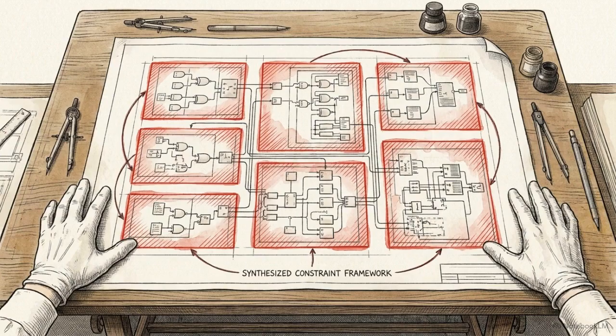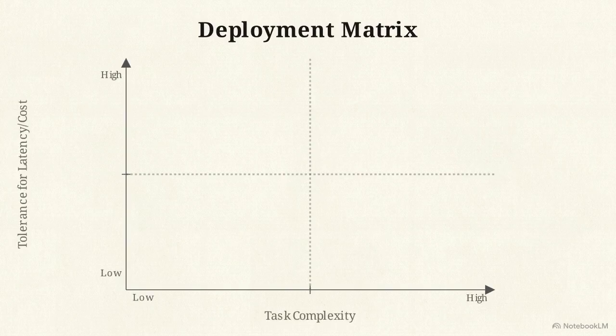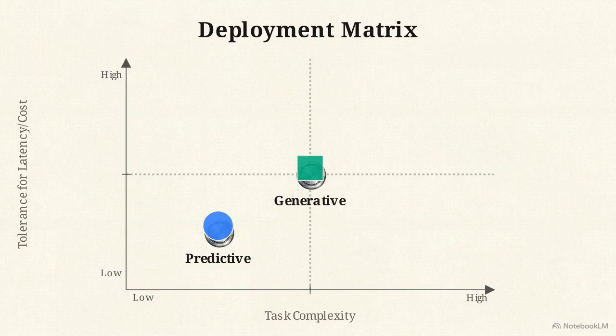We can synthesize these 6 constraints: probability decay, latency, cost, task complexity, irreversibility, and auditability into a unified deployment framework. This is the deployment matrix. It defines exactly where each architecture belongs based on its specific engineering constraints. Predictive models belong firmly in the bottom left quadrant for tasks with low complexity and a low tolerance for latency. Generative models sit in the mid-complexity space, where isolated, stateless outputs are acceptable. Agentic models are locked exclusively into the top right quadrant, requiring both high complexity and high tolerance for computational cost.